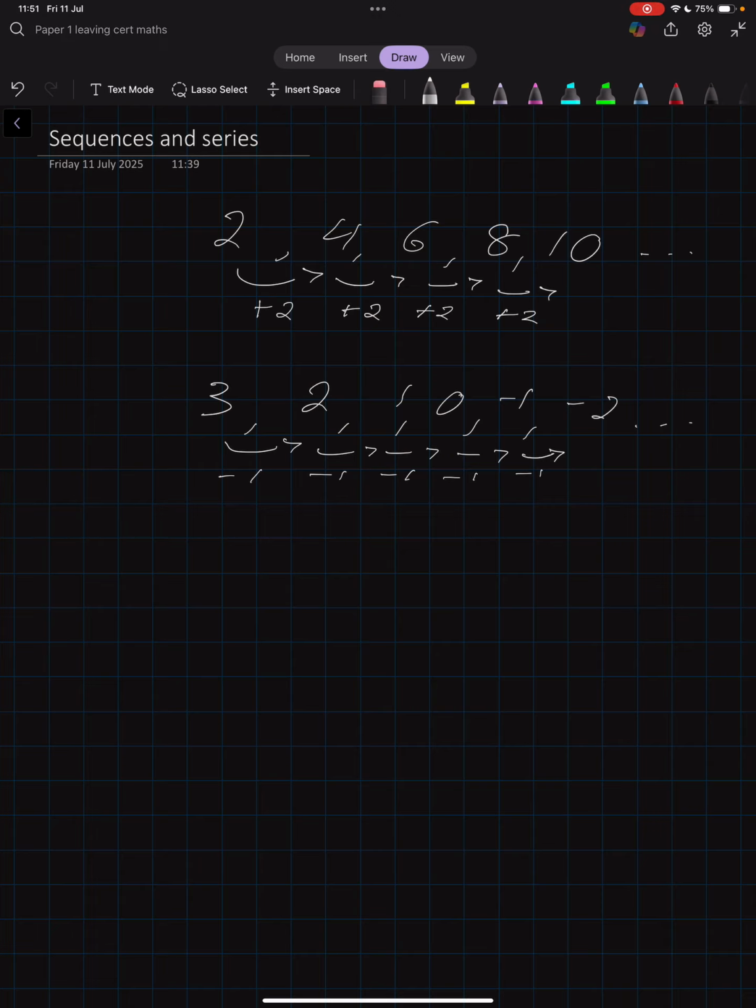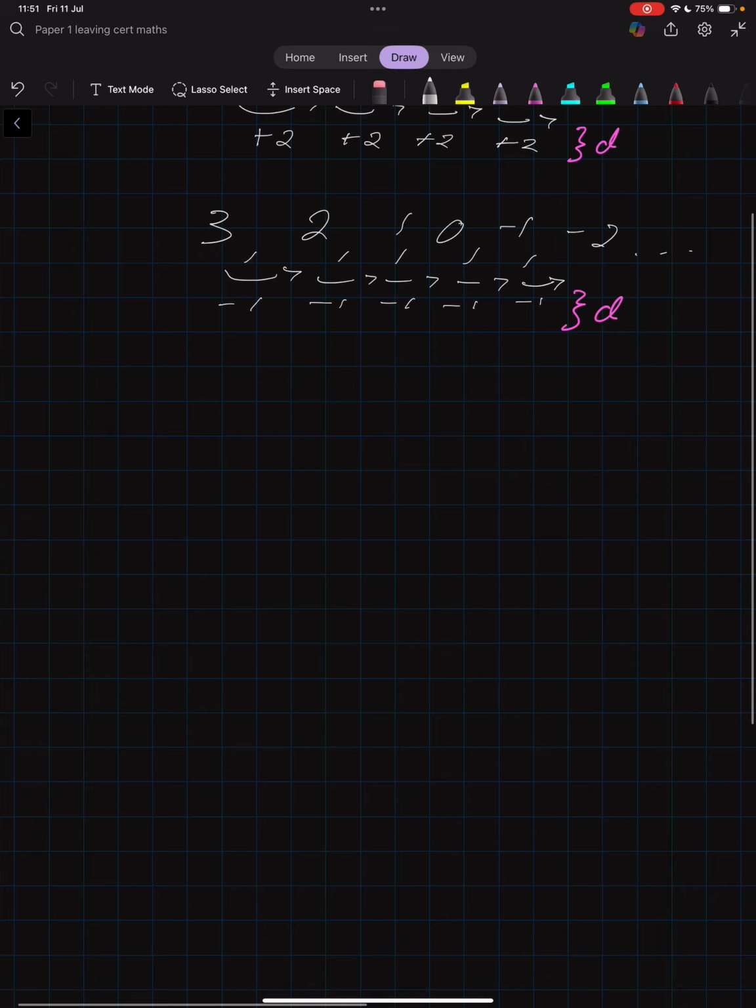This is called the common difference, D. So in this case, for the first sequence, the common difference is 2. In the second case, the common difference is -1. So that's how you identify a linear sequence.